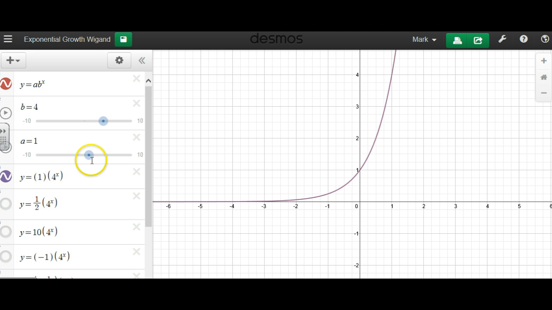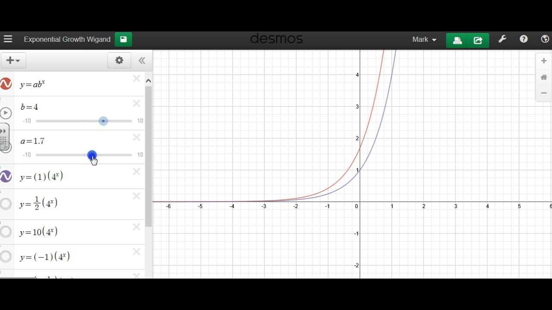Now I'm going to use this slider right here, and right now a is set at 1. I'm going to slide it up and we're going to see what happens to the graph. As a gets bigger, you can see the red line going up.